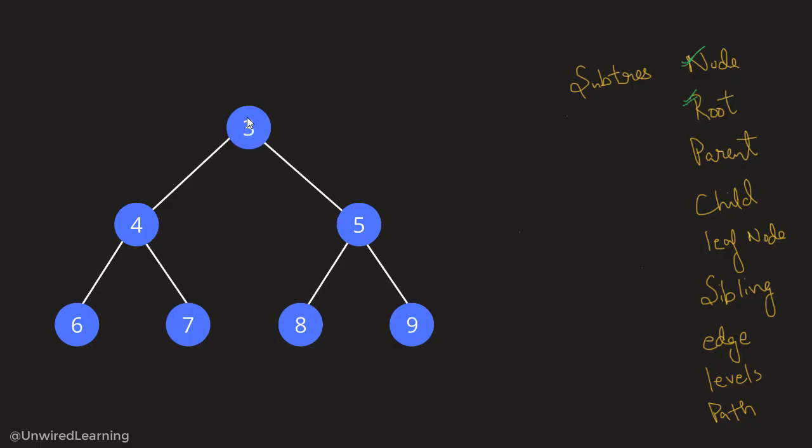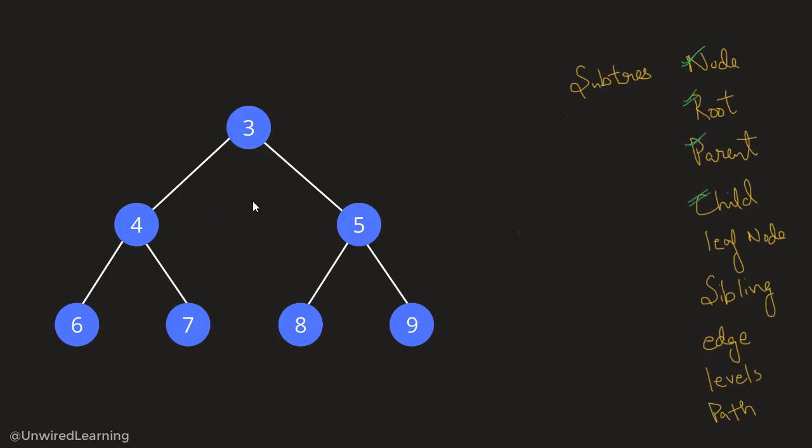So 3 is parent and 4 and 5 are children of 3. If I talk about this part, 4 is parent for 6 and 7, and 5 is parent for 8 and 9. So that is going to be an important term that you have to understand: there is a relationship between 3 and 4 in the form of parent and child. So this is going to be important for you to understand.